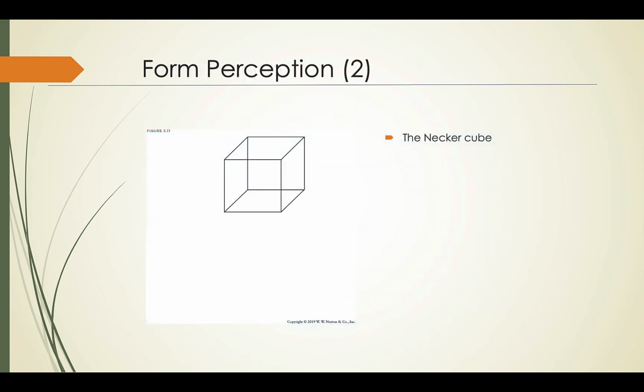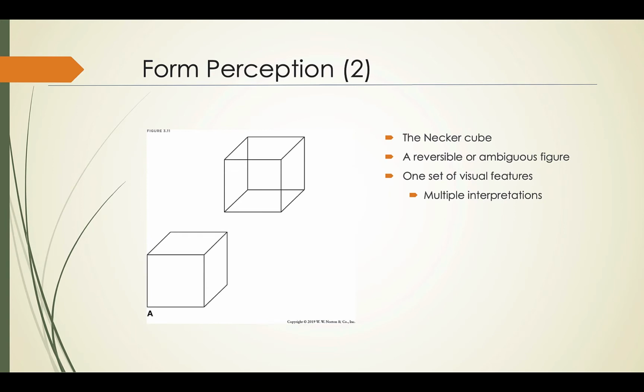A Necker cube is a type of figure that is ambiguous or reversible. It has only one set of visible features, the lines and the negative space between them. However, it is a set of features with multiple available interpretations. It can be perceived as though from above, like this, or it can be perceived as though from below, like this.